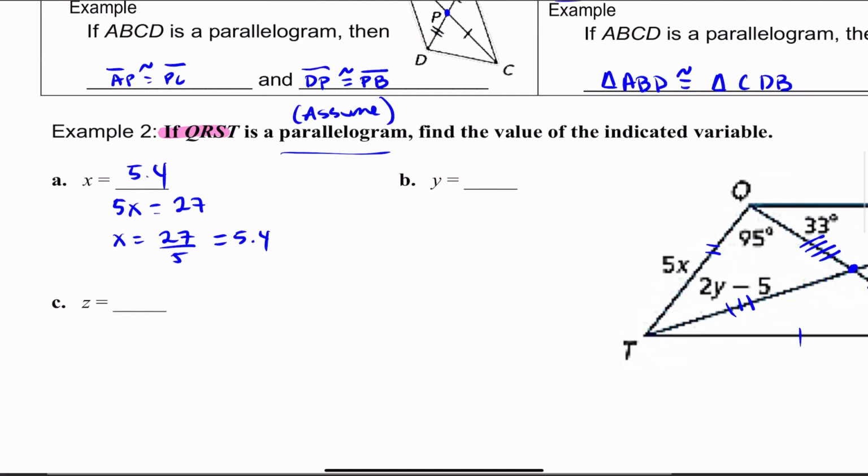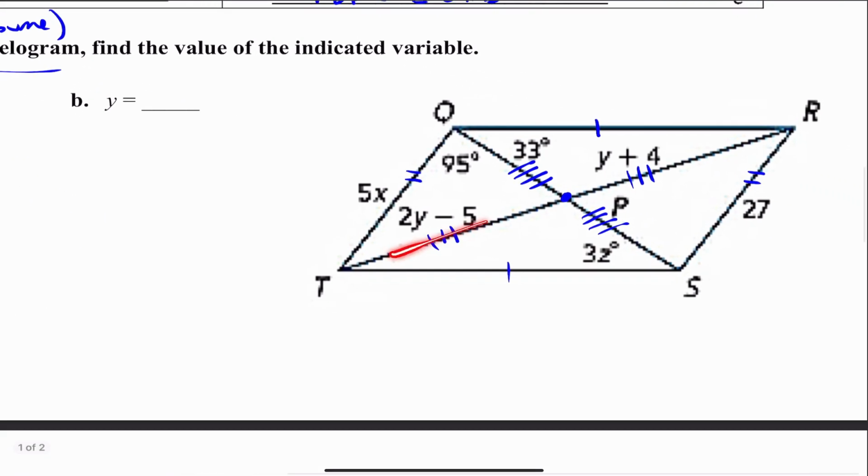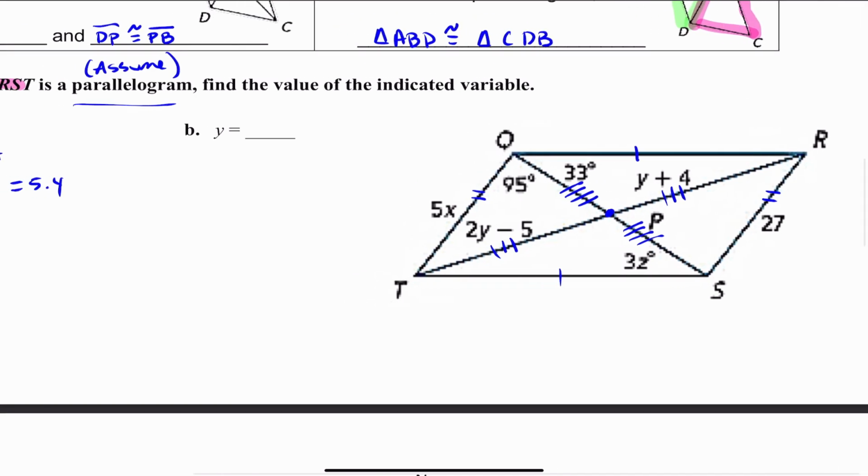Okay, note that these segments are congruent because of that whole bisecting situation. So I can do 2y minus 5 is equal to y plus 4. So then what is that going to give me? Well, I'm going to go ahead and add 5 to both sides and then subtract y from both sides. So y is equal to 9. That's the answer for that particular problem.